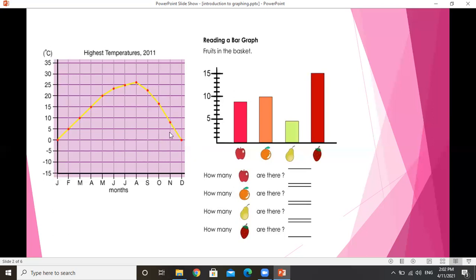So I want you only to know that whenever you see the word graph or graphs, always remember this kind of graphs. We have many different kind of graphs, but this is what we mean by graphing.